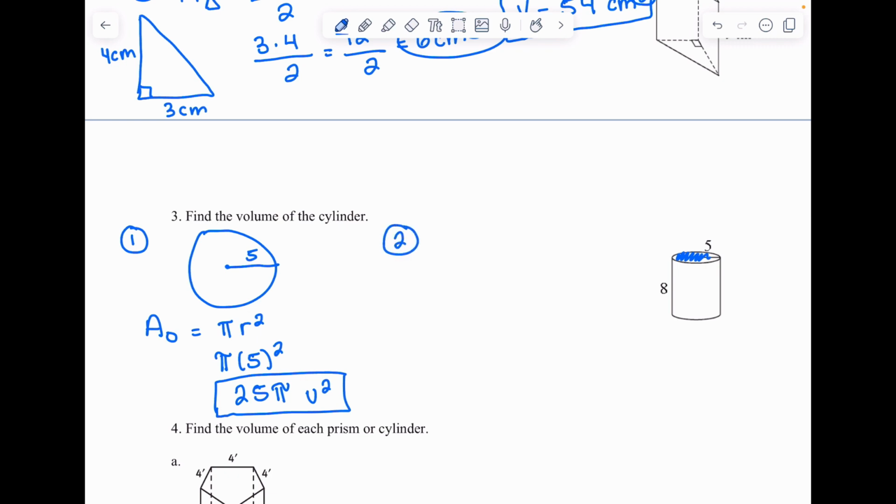Then to find volume, I multiply the area of my base by the height of the cylinder, which is 8 units. So 25 pi times 8 will give me an overall volume of 200 pi units cubed.